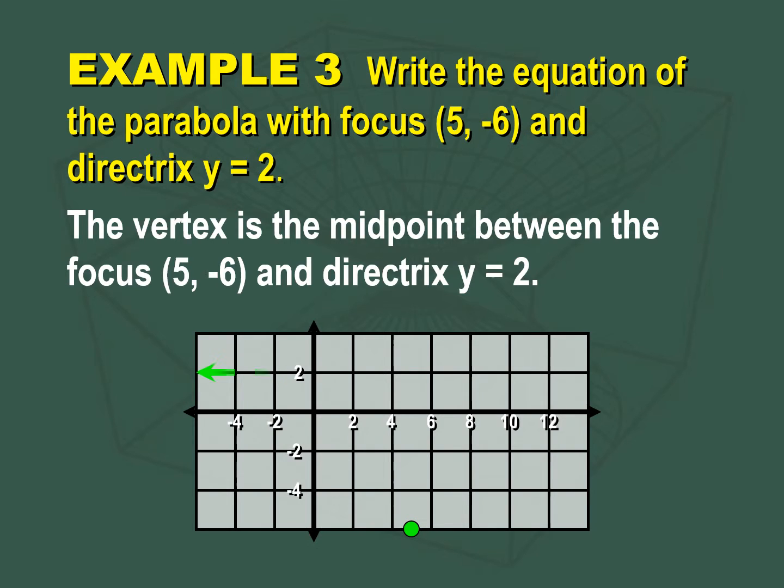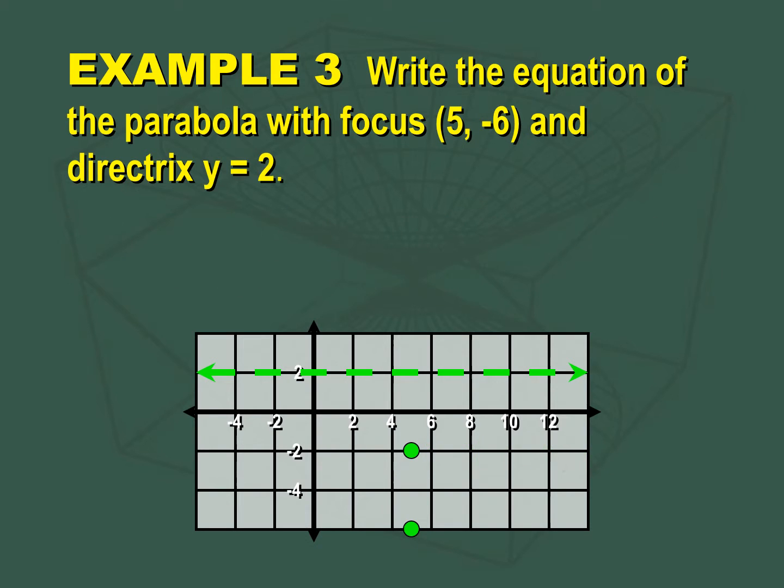All right, so there's our focus, there's our directrix. So again, we just need the midpoint. So we need that right there. So that right there is going to be the same x value, because again, it's just the midpoint, so it's 5. So in between 2 and -6 is going to be -2. So we have the vertex at 5, -2. So now we know the vertex. So now all we need to know is our a value, right? So we know what our p value is. Our p value is 4.